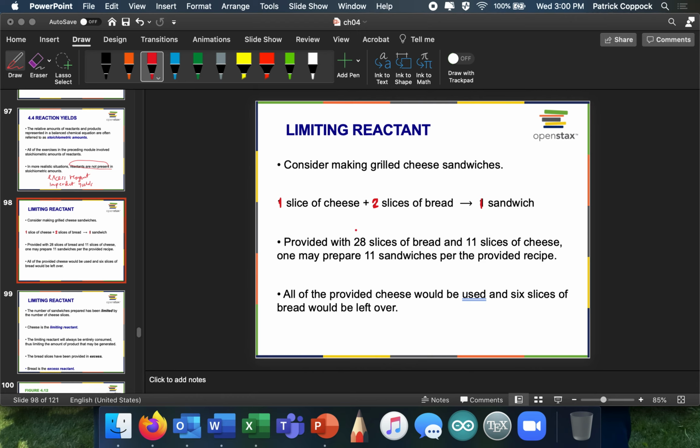Now, if you're given 28 slices of bread and 11 slices of cheese, one could prepare 11 sandwiches given this particular recipe, right? Why? Well, because we're limited by the slice of cheese, right? All of the provided cheese would be used and 6 slices of bread would be left over. There's our limiting reagent right there.